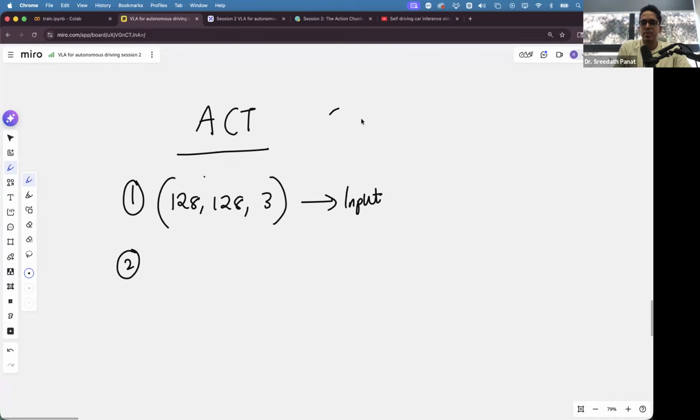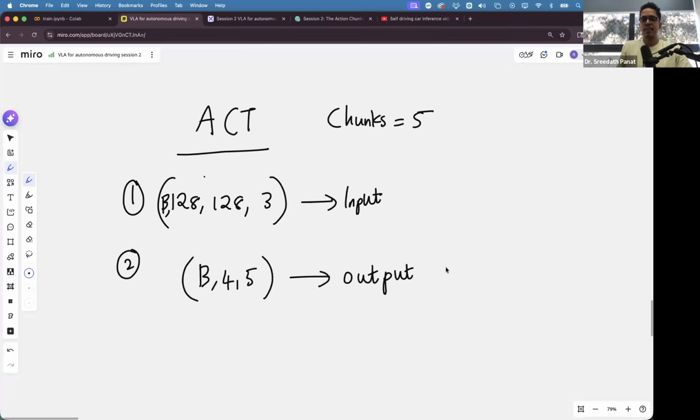Let's say chunk size is equal to 3 or 5. What will be the dimensionality of the output in our case? It will be 4, 5, right? Each action is basically 4 dimensional, and like that, I need 5 actions, right? So if the batch dimension is also there, B, 4, 5. This will be the output. And here also, if the batch dimension is there, B, 128, 128, 3, output will be this, correct?